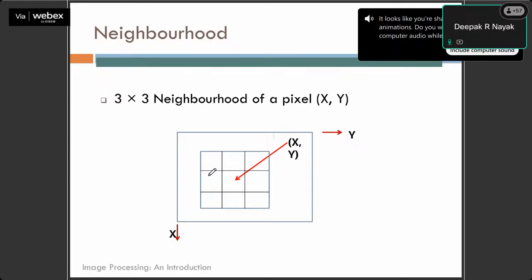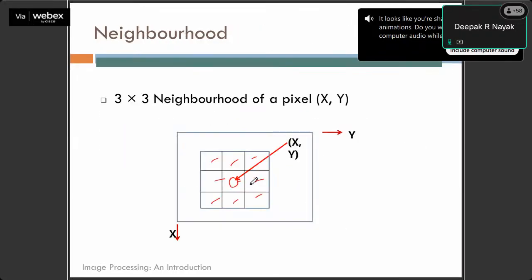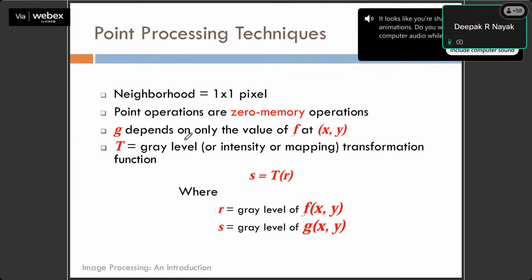We'll talk about something called 3 cross 3 neighborhood, 5 cross 5 neighborhood, like that. This is the pixel which we are considering, and these are the 8 neighbors, and altogether there are 9. So we can call it a 3 cross 3 neighborhood of a particular pixel. We'll get to know about it in the session where the speaker will discuss linear filtering. Now let us start with the point processing techniques.